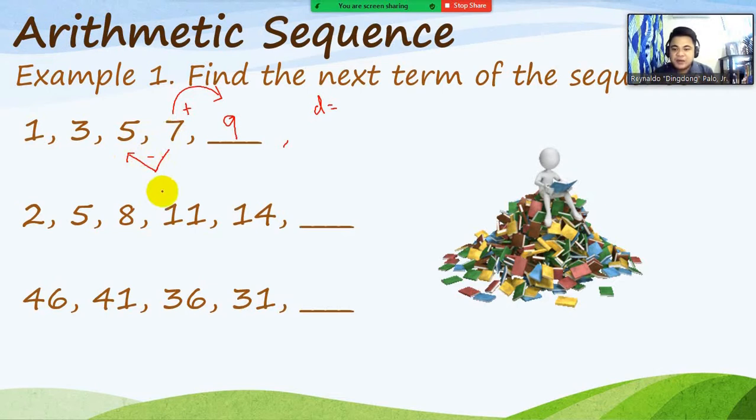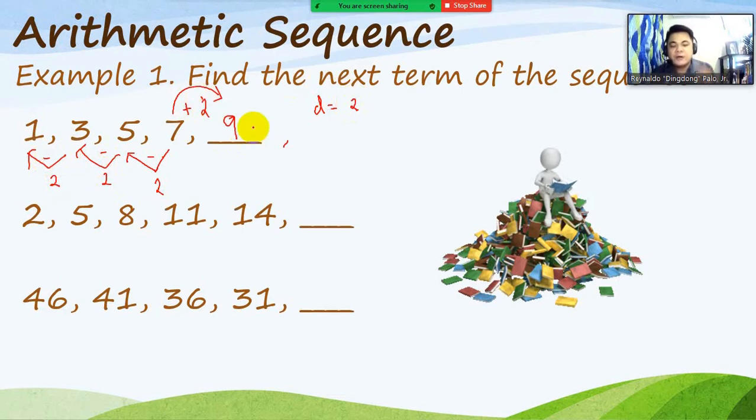So for example, 7 minus 5 is 2. 5 minus 3 is 2. 3 minus 1 is 2. So therefore, our common difference is 2. In arithmetic sequence, we have the common difference, wherein we are going to use this common difference to get the next terms of the sequence. So 7 plus 2 is 9.